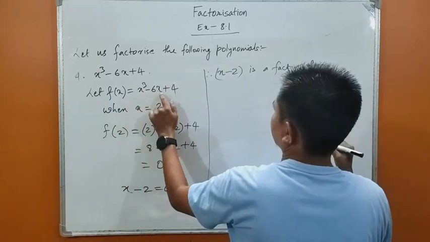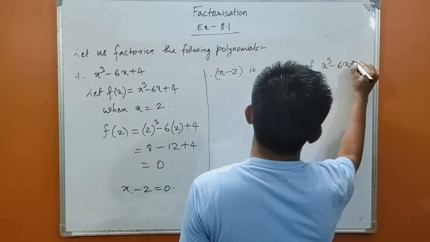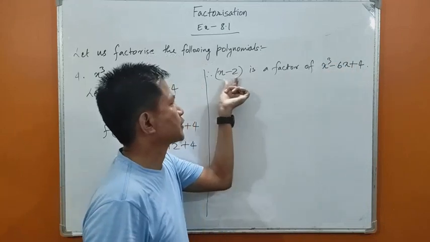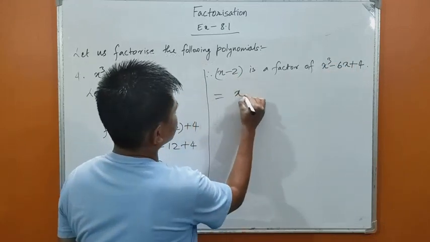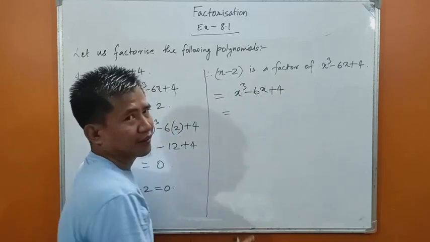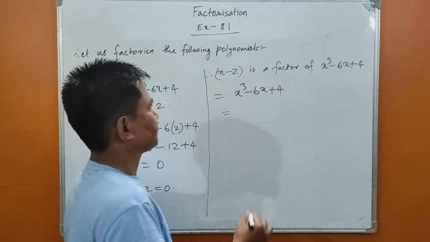X cubed minus 6x plus 4. Now we need to convert this expression into x minus 2 form. Are you getting me? We need to convert this expression into this form.